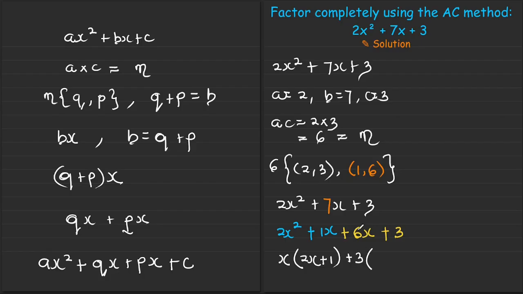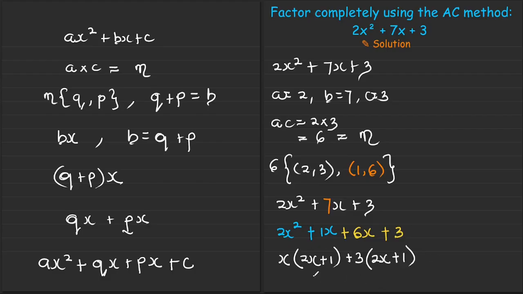Now 3 times what gives us 6? It is 2. But there's an x there, so 3 times 2x should give us 6x. 3 times what number gives us 3? That is a positive 1. So with that, you see what has happened.